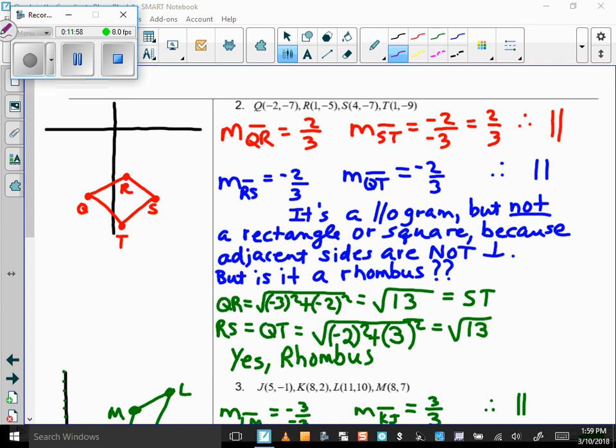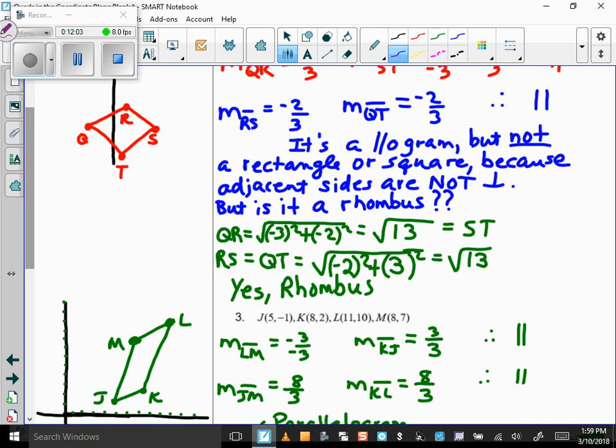So the only thing left for me to do is to check to see if it's a rhombus, and I could do this by finding the lengths of 2 adjacent sides, right? QR, well, that's what I did actually. I found the length of QR, and it was the square root of 13, and I know that QR is congruent to ST because that's one of the theorems that we know about parallelograms, right?